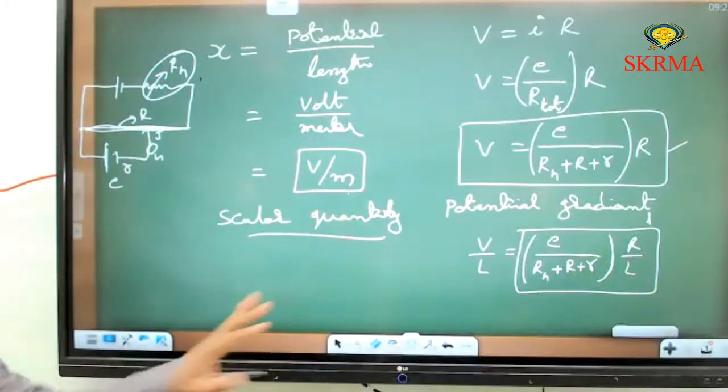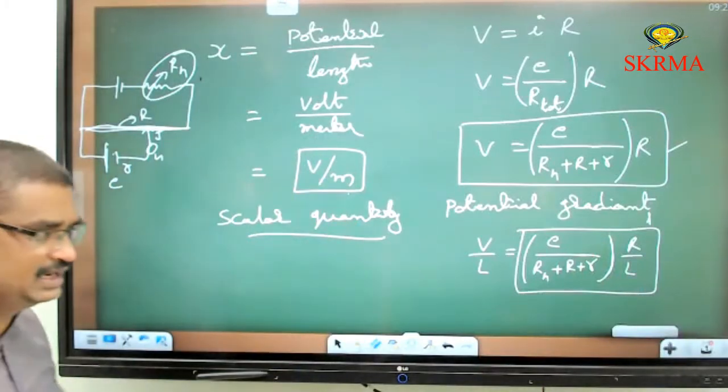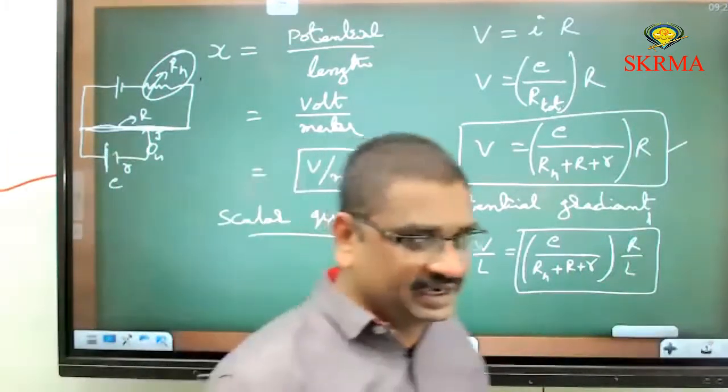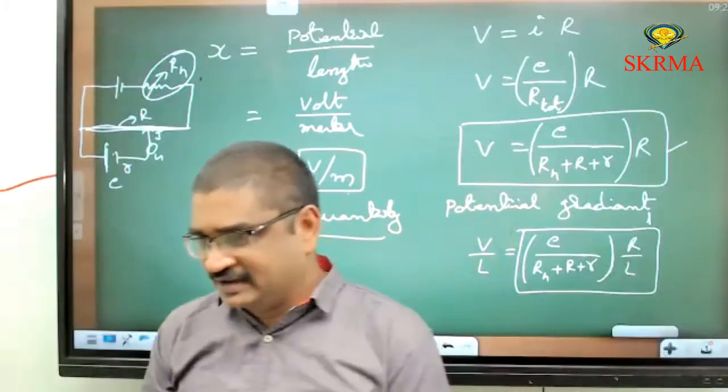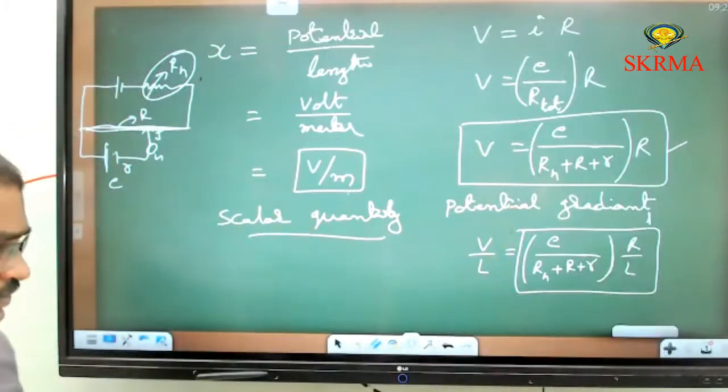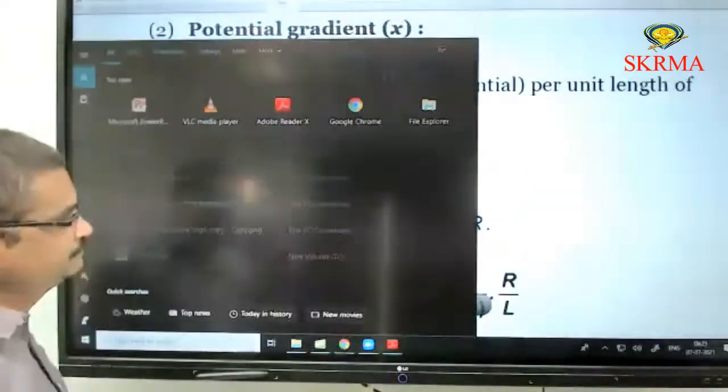Now, from these equations, we need to identify the dependence of potential gradient. Can you identify that?